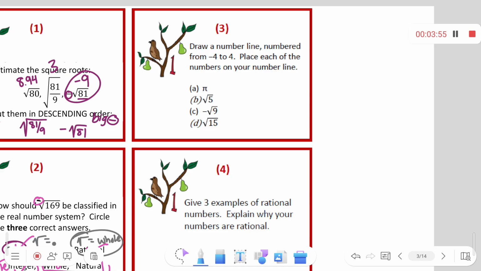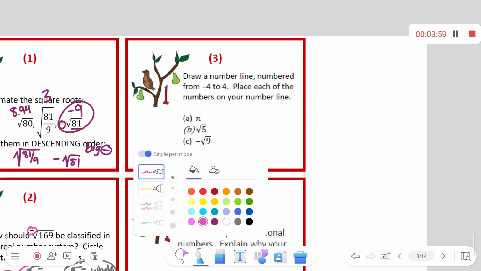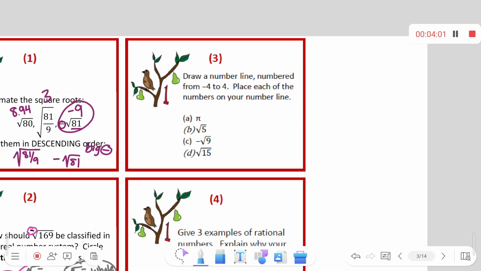Number 3, draw a number line numbered from -4 to +4. Place each of the numbers on the number line. So I'm drawing a number line. There's one already on your papers for you.